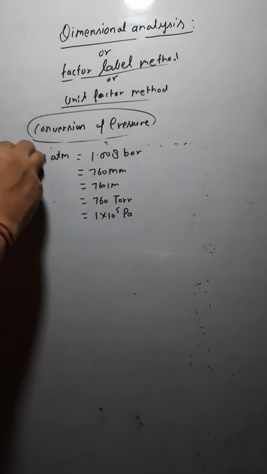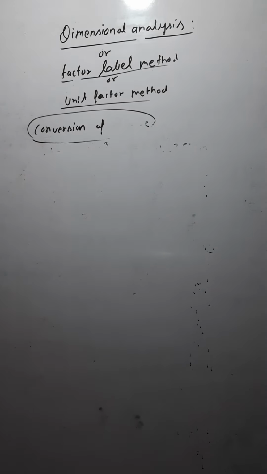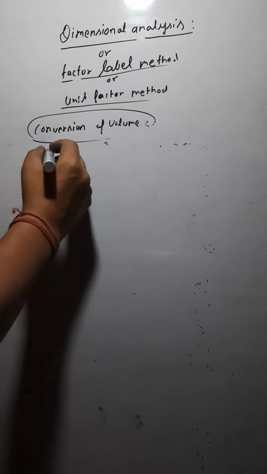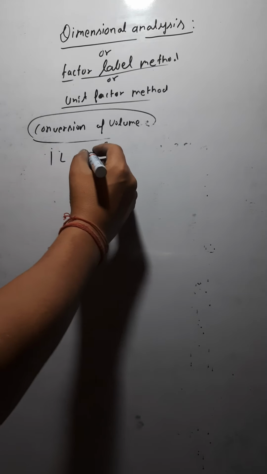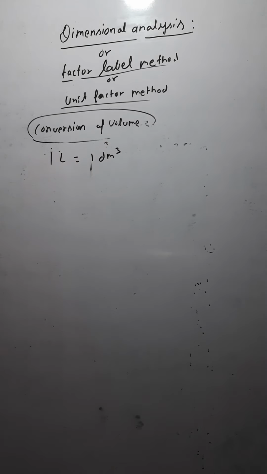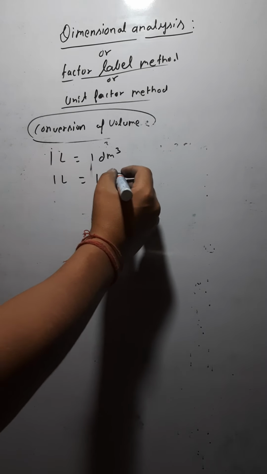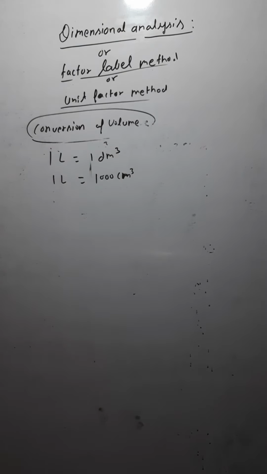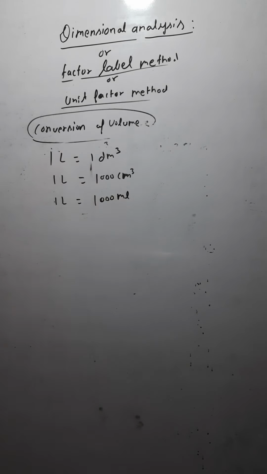Now in volume, how would you convert? Conversion of volume. That would be the next thing here. Now if you see, in 1 liter you have 1 cubic decimeter. Then in 1 liter you have 1000 cubic centimeter, that is cc, or you can write cm cube. And at the same time in 1 liter you have 1000 milliliter also. Getting it or not?